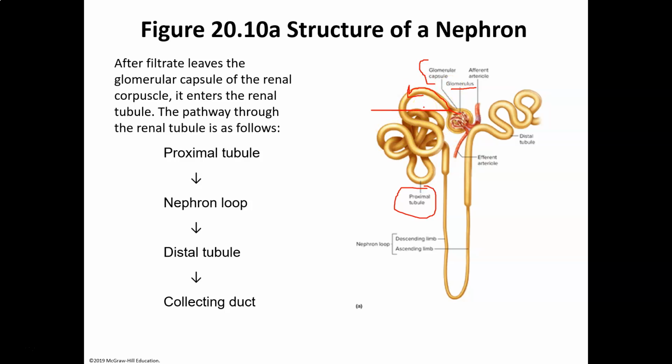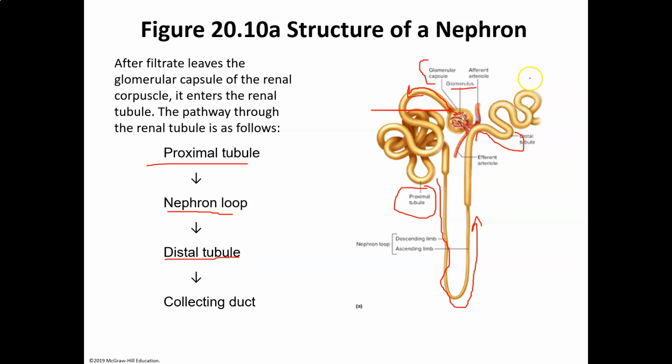This filtered stuff is known at this point as glomerular filtrate. It is not urine yet. The glomerular filtrate is inside the proximal convoluted tubule. Then it has to go into the nephron loop, so it travels down this way, turns the corner, and comes back up. It goes into the nephron loop next, and then into the distal tubule, sometimes called the distal convoluted tubule, this twisty thing over here.